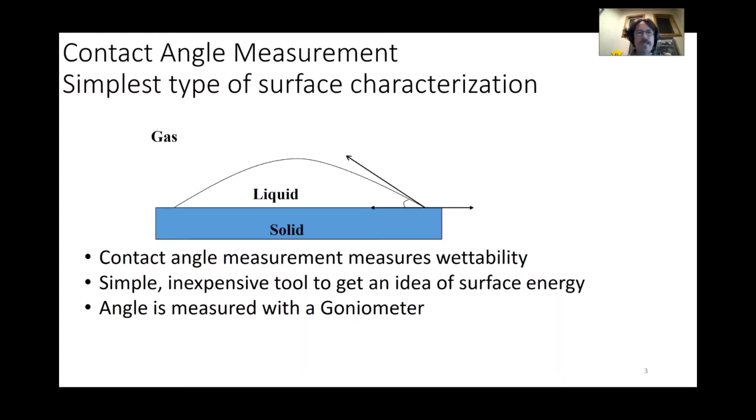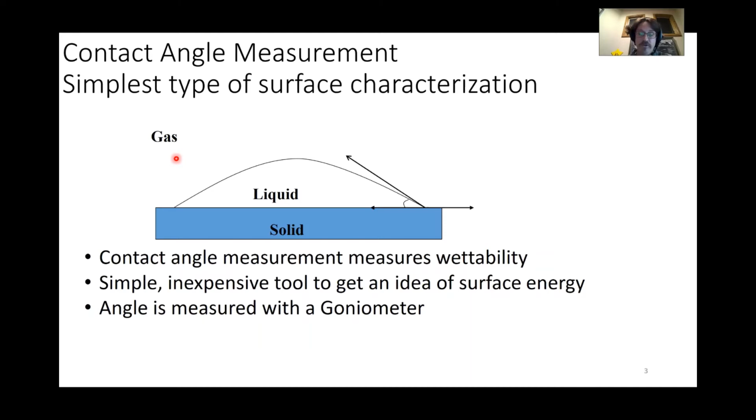Contact angle measurement is what we're going to talk about first, and it's pretty much the simplest type of surface characterization. When I say simplest, I'm not really giving it the credit it is due. But here's the typical setup that we see for a contact angle measurement. You have a drop of liquid on a solid, exposed to gas. Typically air is where we do a lot of these measurements.